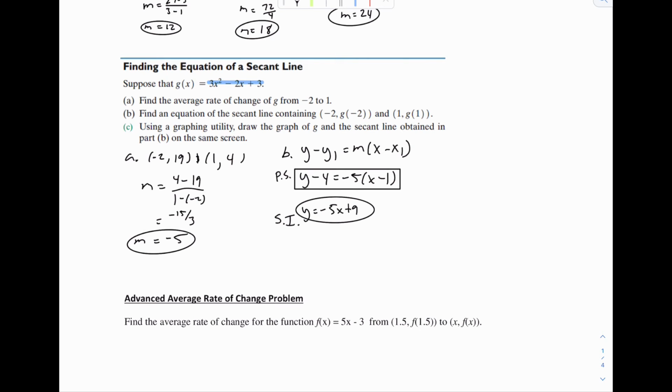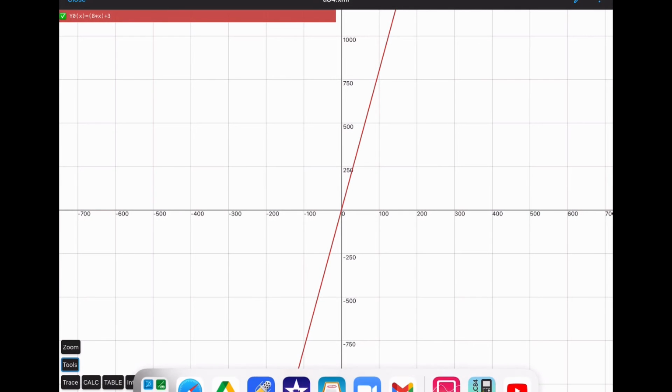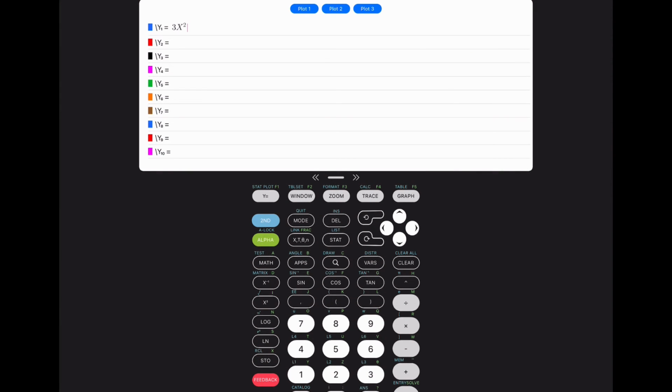All right, so it wants us to really see what's happening. So let's go back to our calculator. Sorry, wrong one, this one. And we're going to type this in. 3x squared minus 2x plus 3. And then we have -5x plus 9. Okay, so now when I graph this thing, you're going to see something interesting happen.